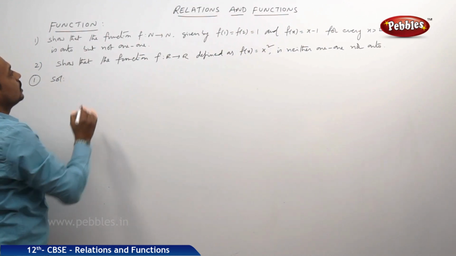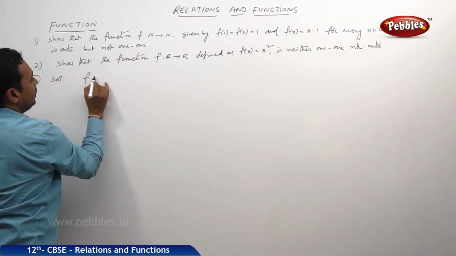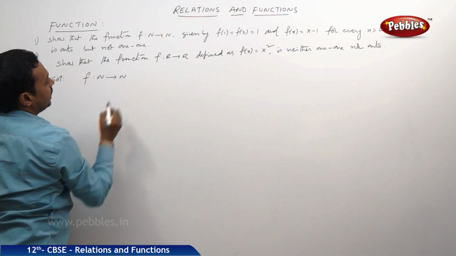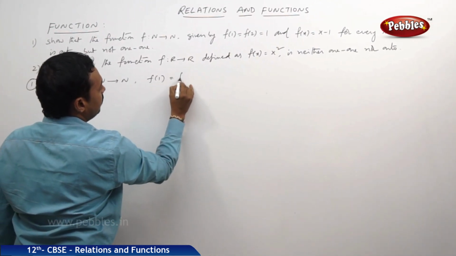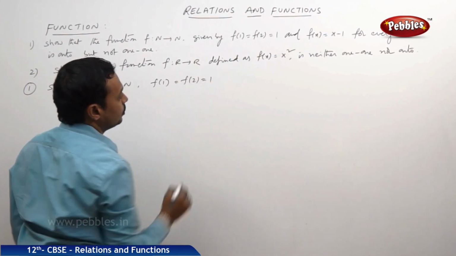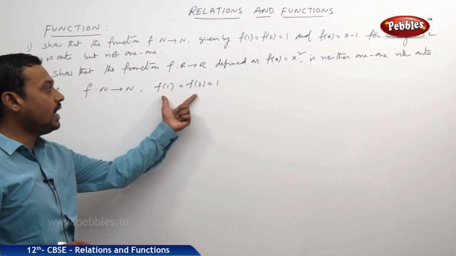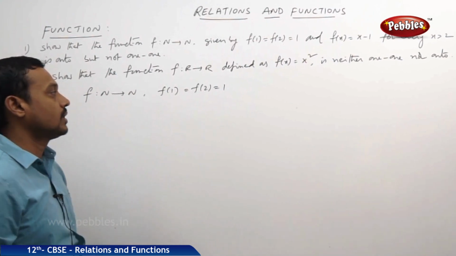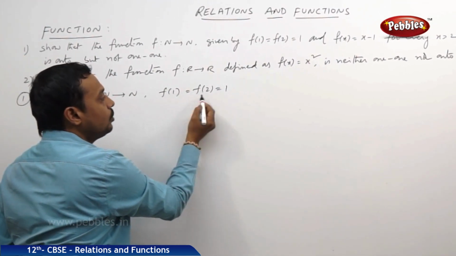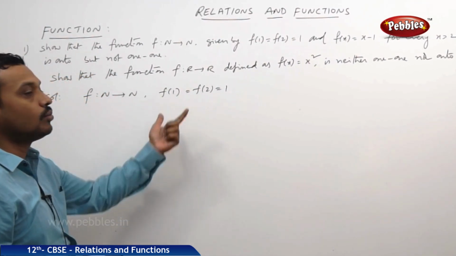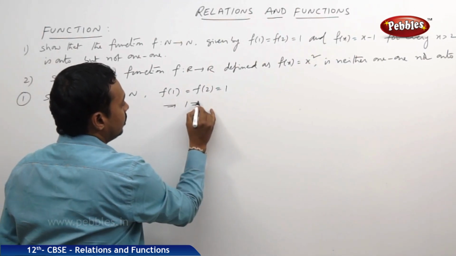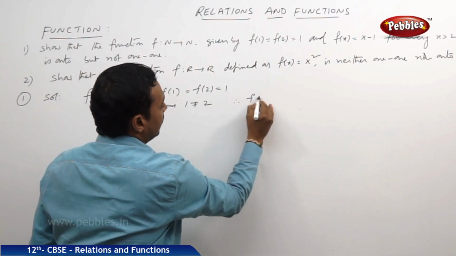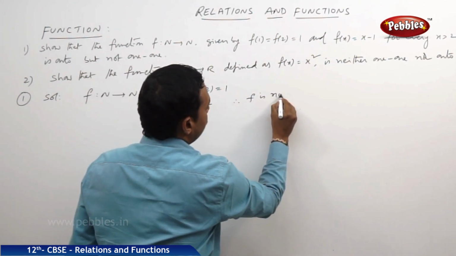Solution. Given that the function f is mapping from N to N, the set of natural numbers to natural numbers, and also given that f of 1 is equal to f of 2 is equal to 1. So, clearly it is not 1-1. Why? 1 and 2 are two distinct elements, but they are not equal. So, this implies 1 is not equal to 2. Therefore, the given function f is not 1-1.